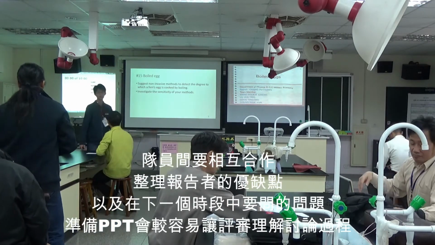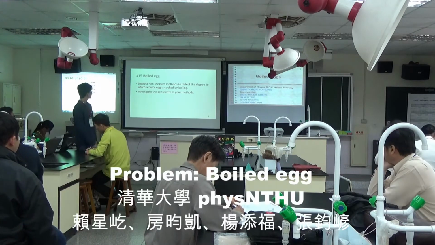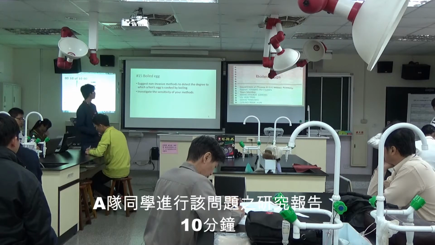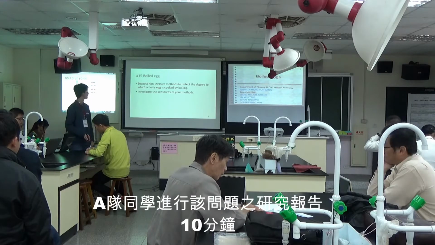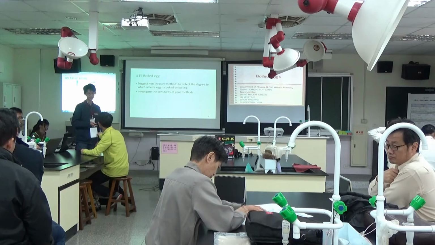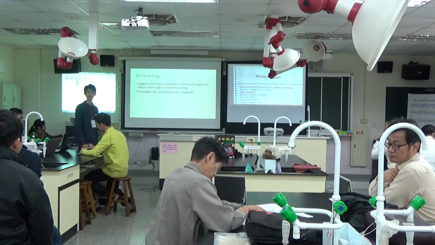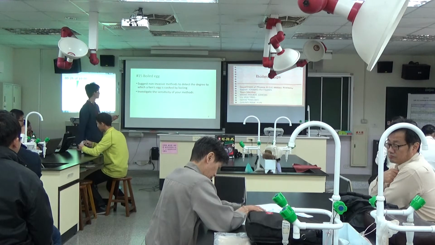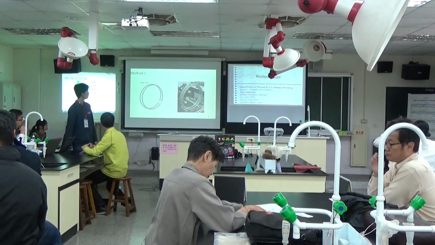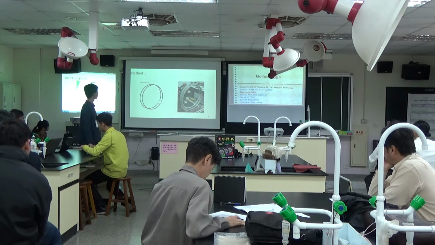Yeah, please start. Hello everyone. Our problem is number 15, boiled egg. In this problem, we have to find some methods to detect the degree to which an egg is cooked by boiling, and we also have to investigate the sensitivity of our method. We have two methods. First, from the mechanics approach: we have a circular wheel frame, and we put the egg on the wheel frame.